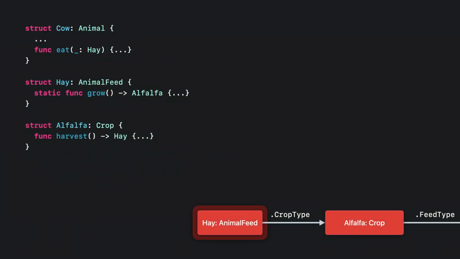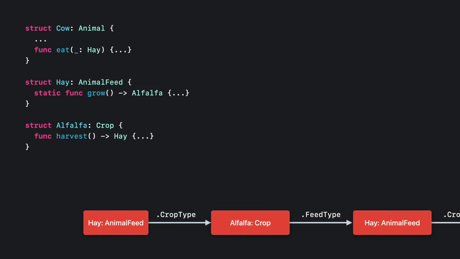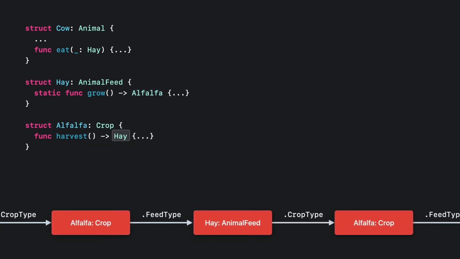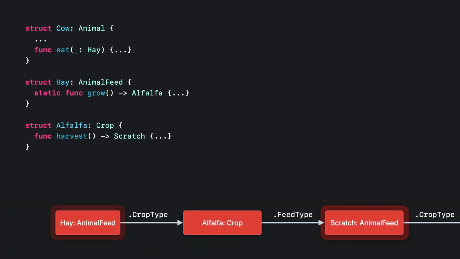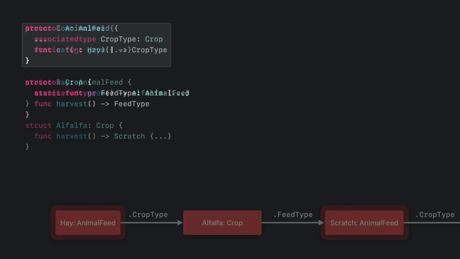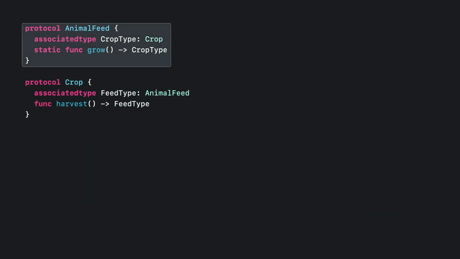To understand why, let's look at our hay and alfalfa types. When I grow hay, I get alfalfa, and when I harvest alfalfa, I get hay, and so on. Now imagine I'm refactoring my code and I accidentally change the return type of the harvest method on alfalfa to return scratch instead of hay. After this accidental change, the concrete types still satisfy the requirements of the animal feed and crop protocols, even though we violate our desired invariant that growing and harvesting a crop produces the same type of animal feed that we started with.